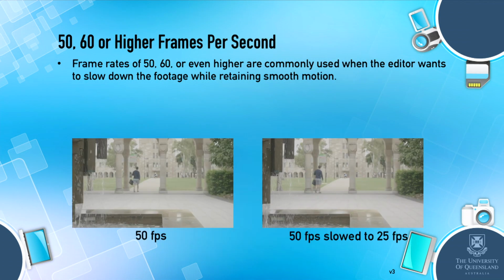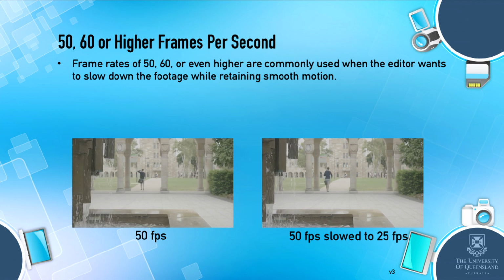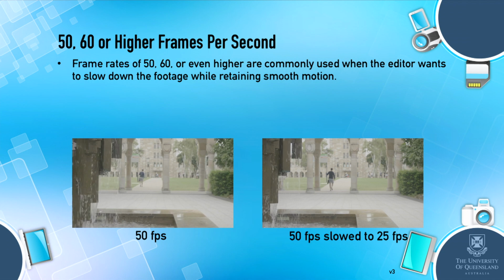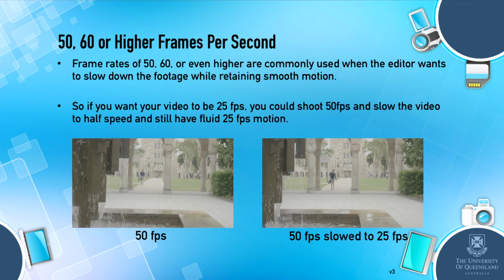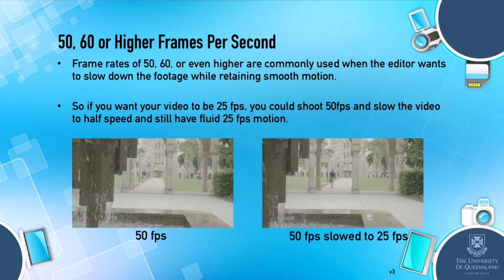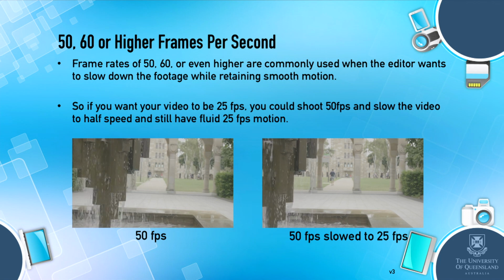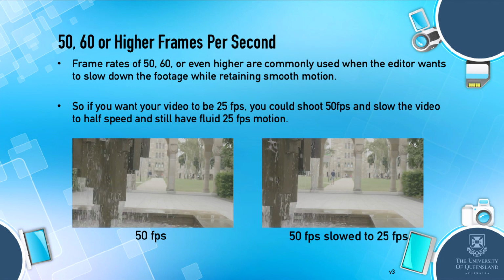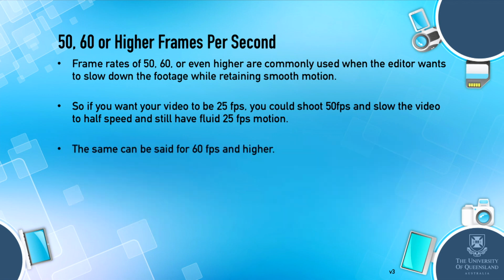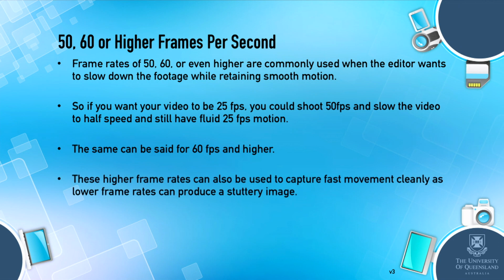Frame rates of 50, 60 or even higher are commonly used when the editor wants to slow down the footage while retaining smooth motion. So, if you want your video to be 25 frames per second, you could shoot 50 frames per second and slow the video down to half speed and still have a fluid 25 frames per second motion. The same can be said for 60 frames per second and higher. These high frame rates can also be used to capture fast movement cleanly, as lower frame rates can produce a stuttery image.